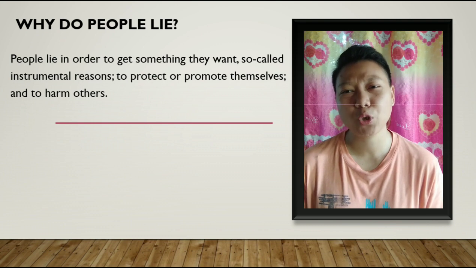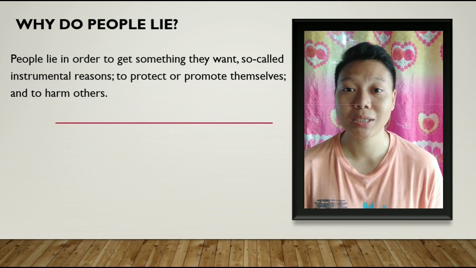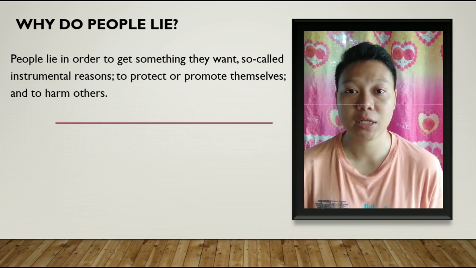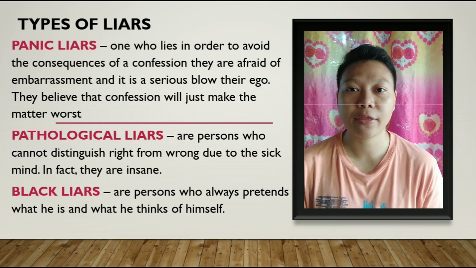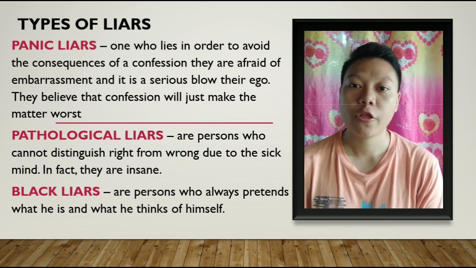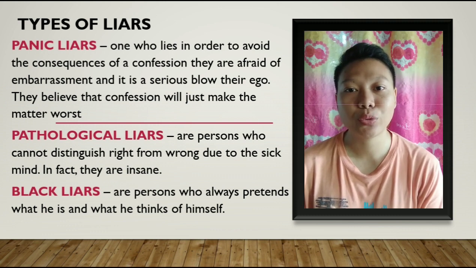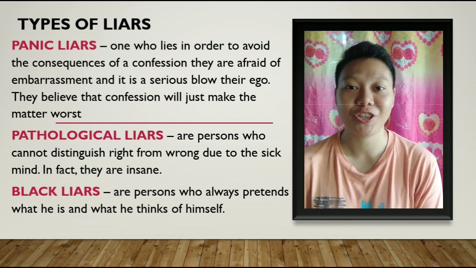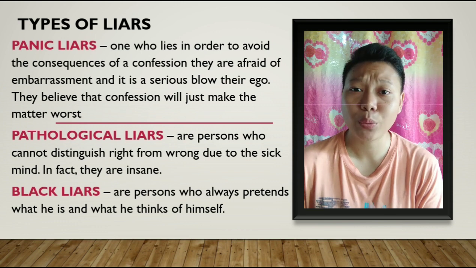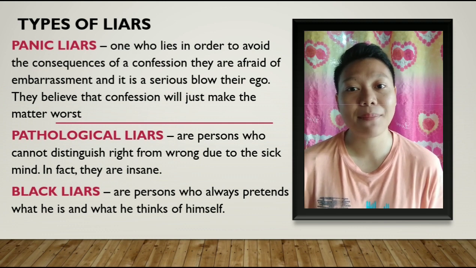So, why do people lie? People lie in order to get something they want, so-called instrumental reasons, to protect or promote themselves, and to harm others. There are types of liars. First, panic liars. They are the liars who lie in order to avoid the consequences of a confession they are afraid of, embarrassment, and a serious blow to their ego. They believe that a confession will just make the matter worse.